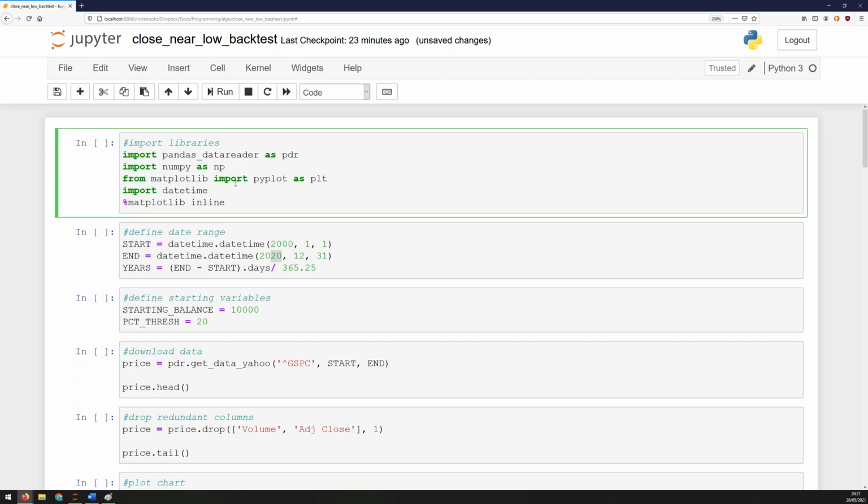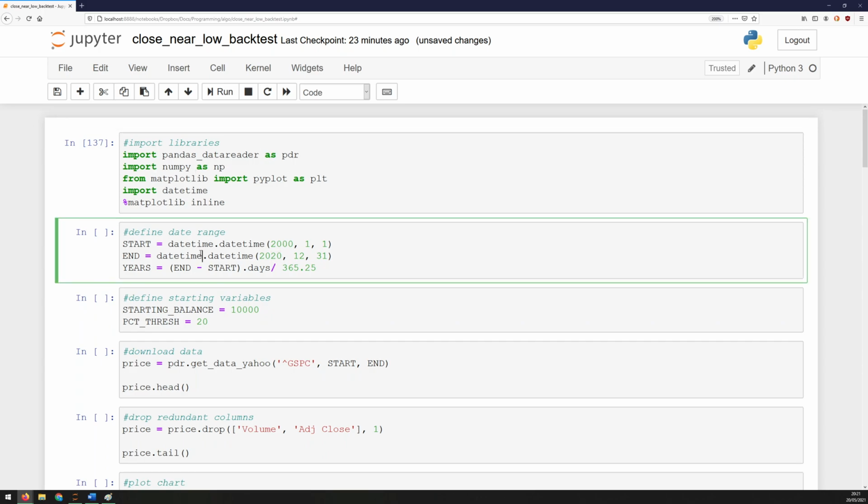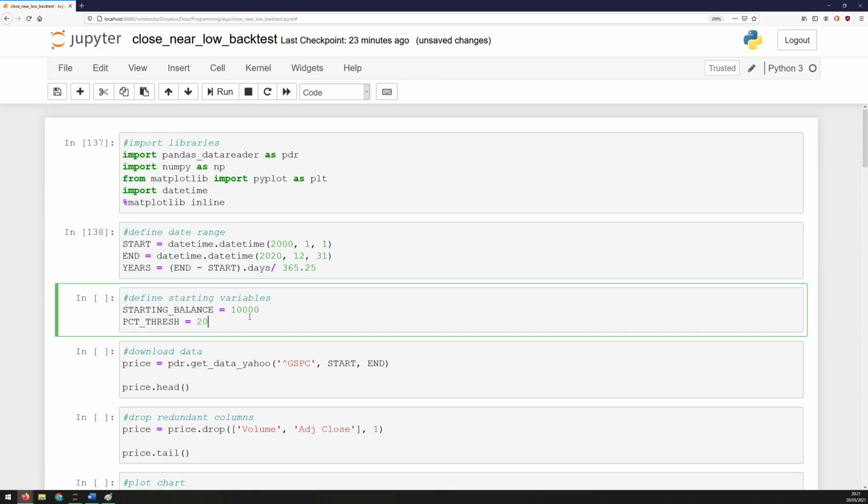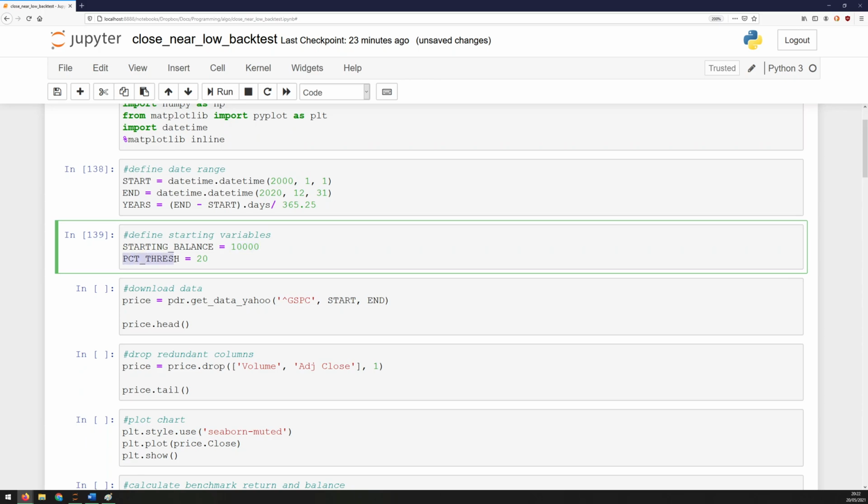First of all, I import the modules that I need. So as usual, it's pandas, numpy, matplotlib, and datetime. And then I define the date range. I take quite a long time frame for this. So I've gone from the start of 2000 to the end of 2020, which gives me a good amount of data for the sample. And then I define my starting variables. So the starting balance is just something to track for the system. And this PCT thresh here is that 20% threshold that I was referring to. So this is what I'm going to be using to check whether or not I have a trade.